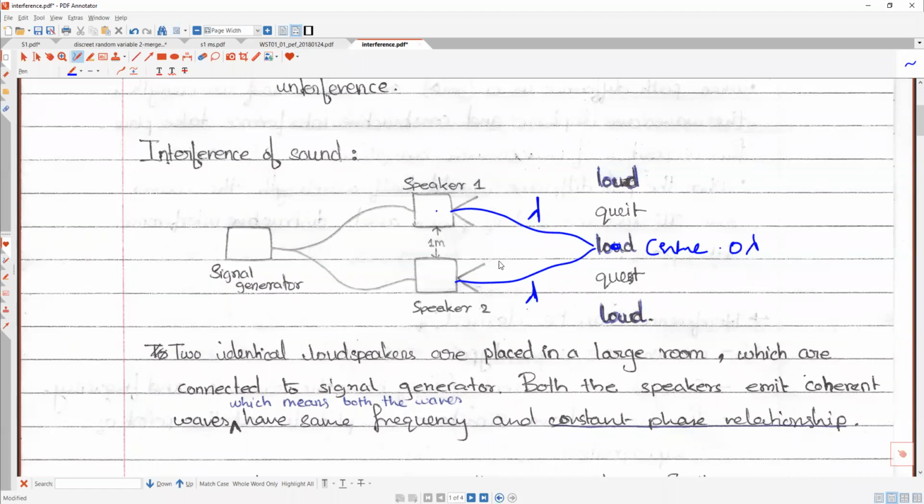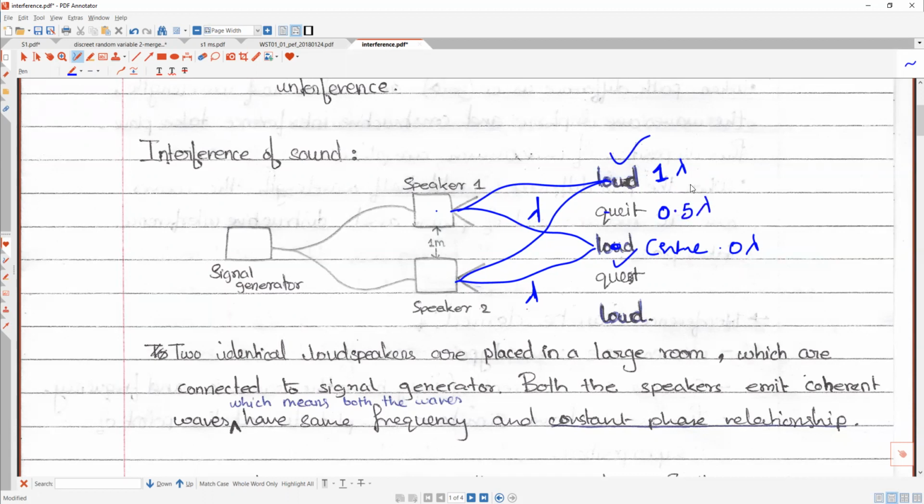Let's talk about the first loud over here. The path difference of the loud is always a whole wavelength, maybe 1 lambda. You are supposed to know this. In between both the loud regions, there is always a region of quiet. So this is 0.5 lambda, or half a lambda.